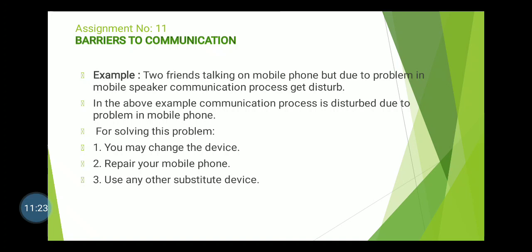In the above example, the communication process is disturbed due to the problem in the mobile phone. For solving this problem, you may change the device, repair your mobile phone, or use any other substitute devices. These are the remedies. General remedies are as follows. We should take a lot of precautions while handling machines, any devices for communication. We should collect more information on how to handle the machines used for communications. Third, we should maintain machines and instruments properly for communications. These are some remedies.